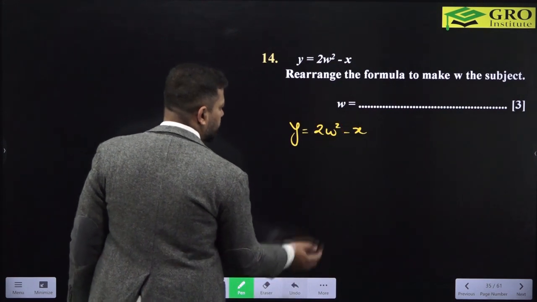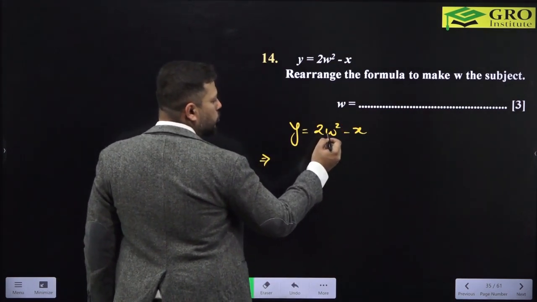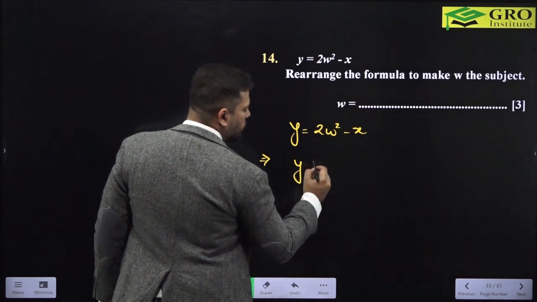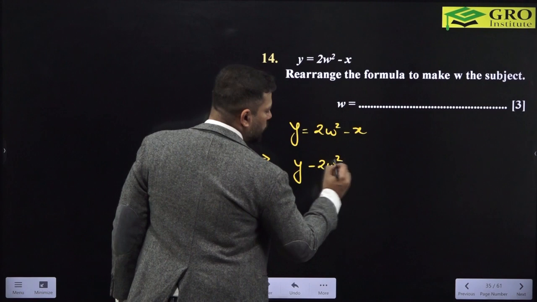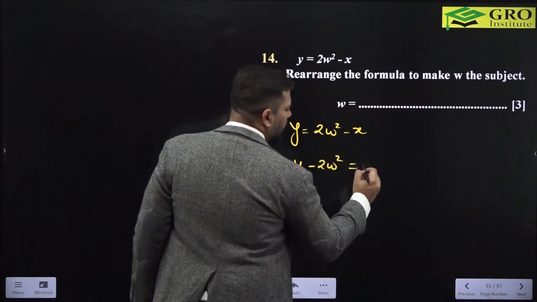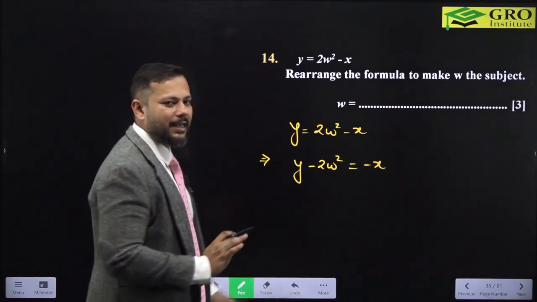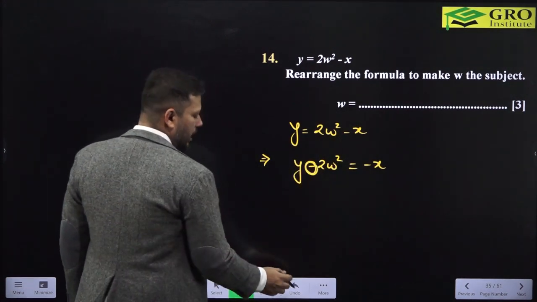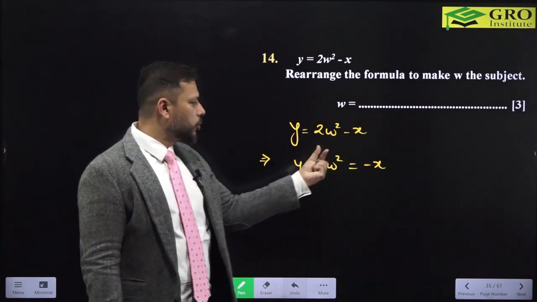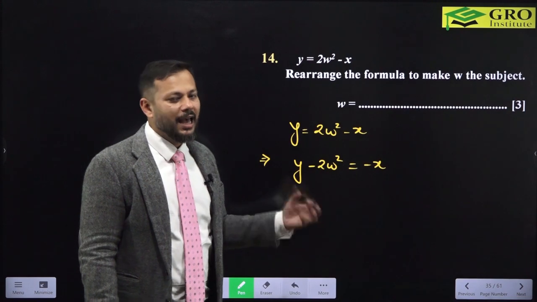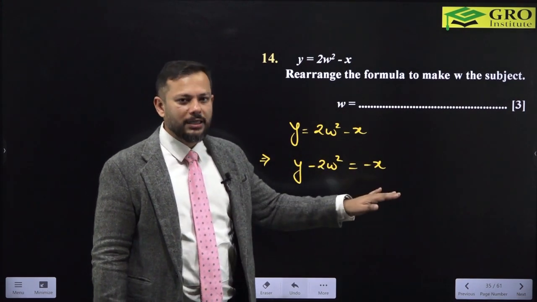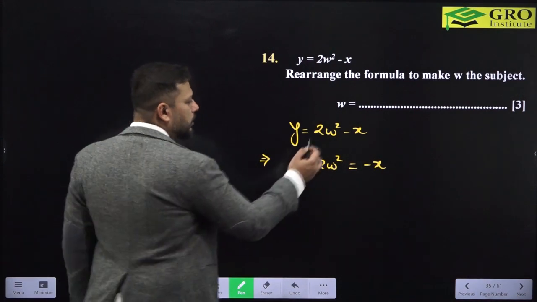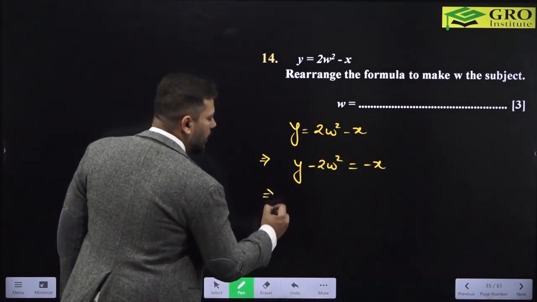Let us do that. So this 2w square, when it is transposed to the left hand side, y is already there. I'll transpose this 2w square, so this becomes y minus 2w square. And on the right side, we have a minus x, so we will keep it as it is. Now we will take y to the other side. First of all, how did we get this negative sign? We know that whenever a positive number is transposed to the other side of the equal sign, it becomes negative, and vice versa. If a negative number is transposed to the other side, it becomes positive. The main thing is that the sign gets reversed. So that is what we have done. 2w square moves here, becomes minus 2w square.